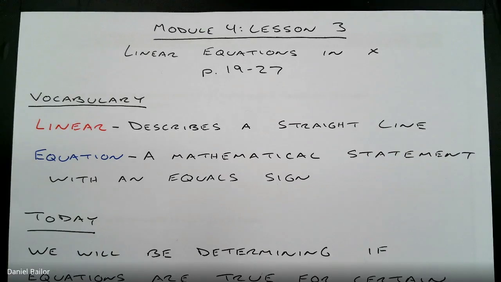We are in Module 4, and today we're going to talk about Lesson 3, all about linear equations in X. So we're going to be doing linear equations, and the variable is going to be X. That's why it says in X, because we're using X as a variable, not Y, not Z. We could use Y and Z, but just to stay consistent, without adding any surprises or any confusion, we're just going to stick with X.